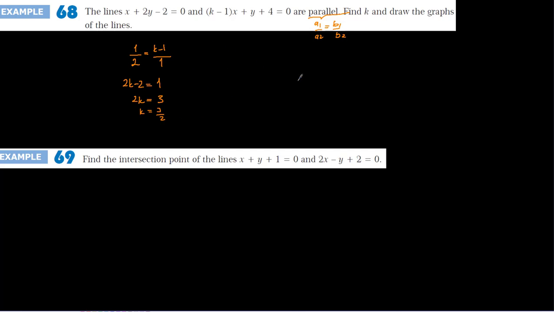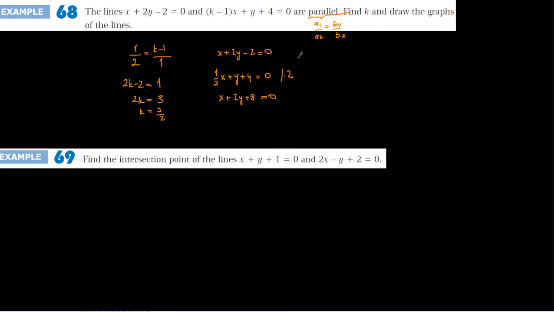So if I name this line like this, x plus 2y minus 2 is equal to 0, then the second one, with k minus 1 equal to 3 over 2 minus 1, which is 1 over 2, is 1 over 2 x plus y plus 4 is equal to 0. If I multiply this one by 2, it will be x plus 2y plus 8 is equal to 0, which is the other way to write this one.